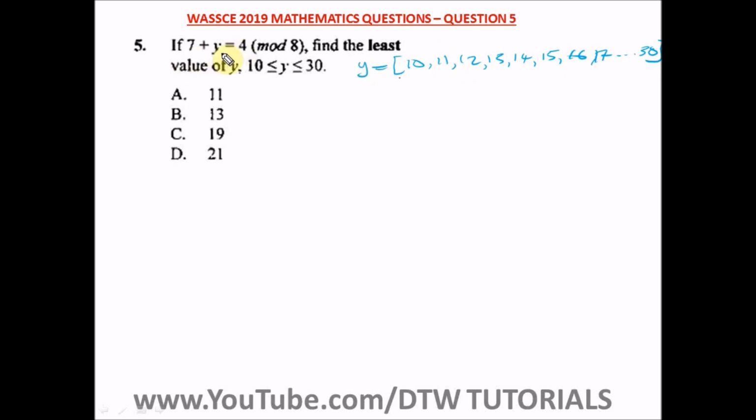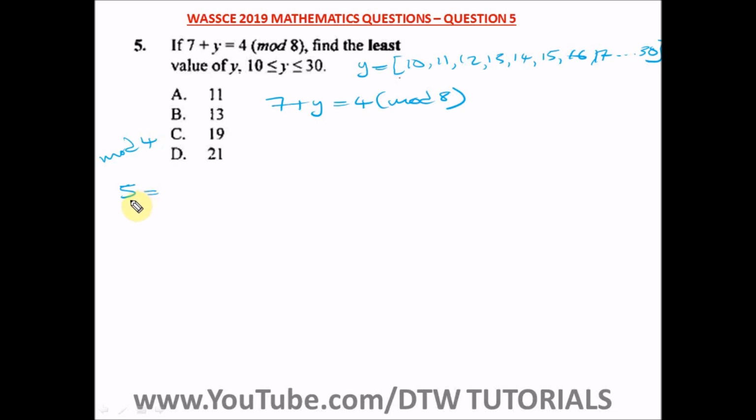So we have here 7 plus y equal to 4 mod 8, that's modulus 8. And remember, in modular arithmetic, when you want to convert, let's say for instance, 5 to a mod of 4, as in you want to convert this normal number system 5 to a mod of 4, how do you do this?